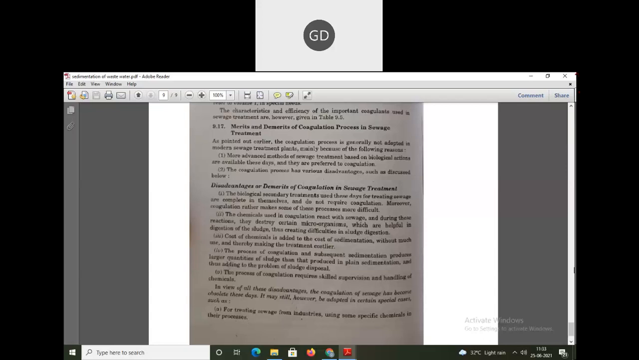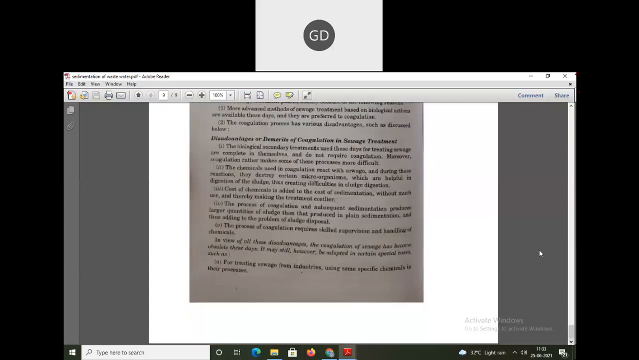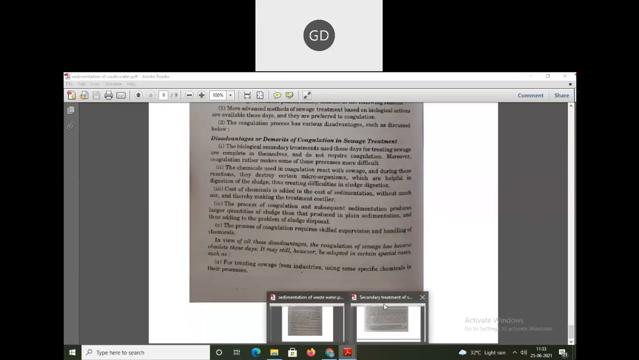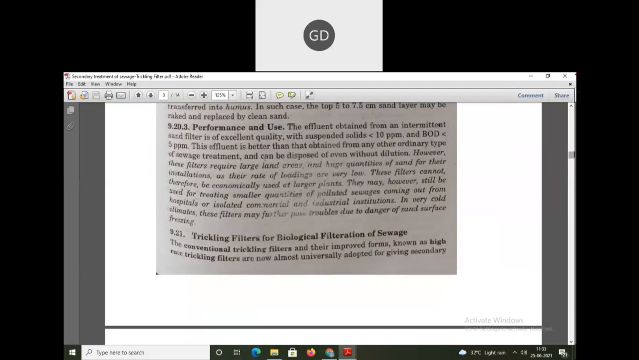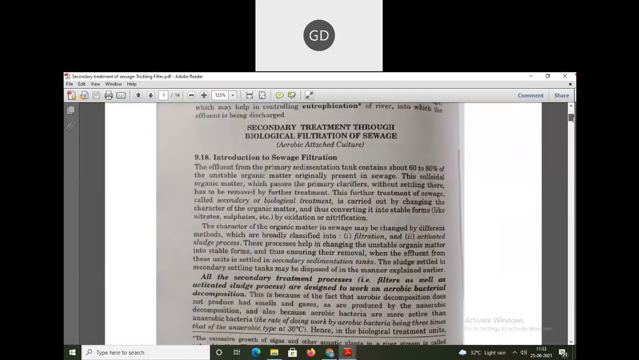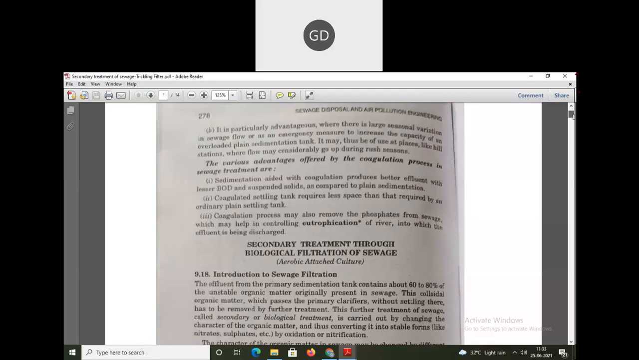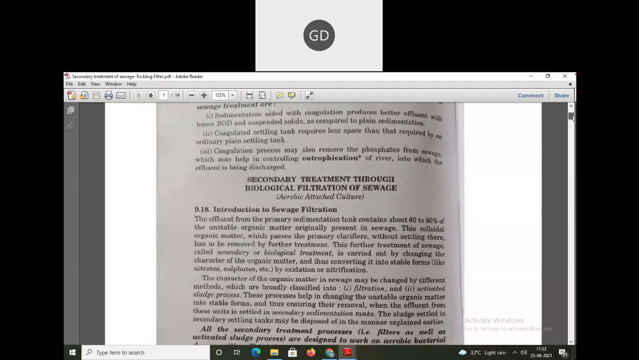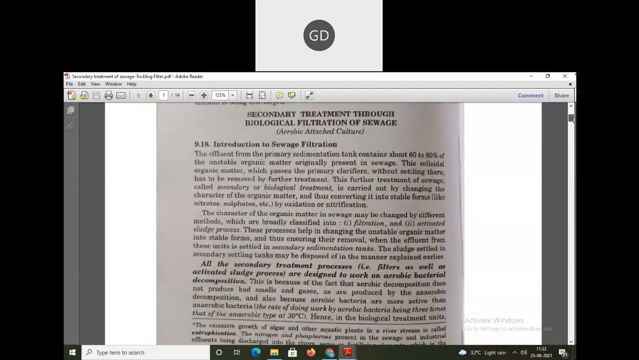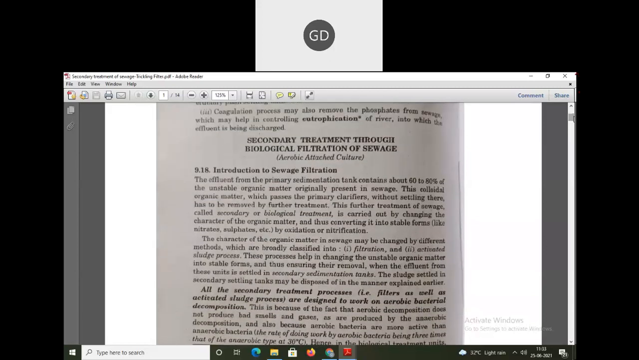So all these are the disadvantages of using the coagulation process. Now this sedimentation part is finished. So coming to the next treatment part, that is the secondary treatment through biological filtration of sewage.